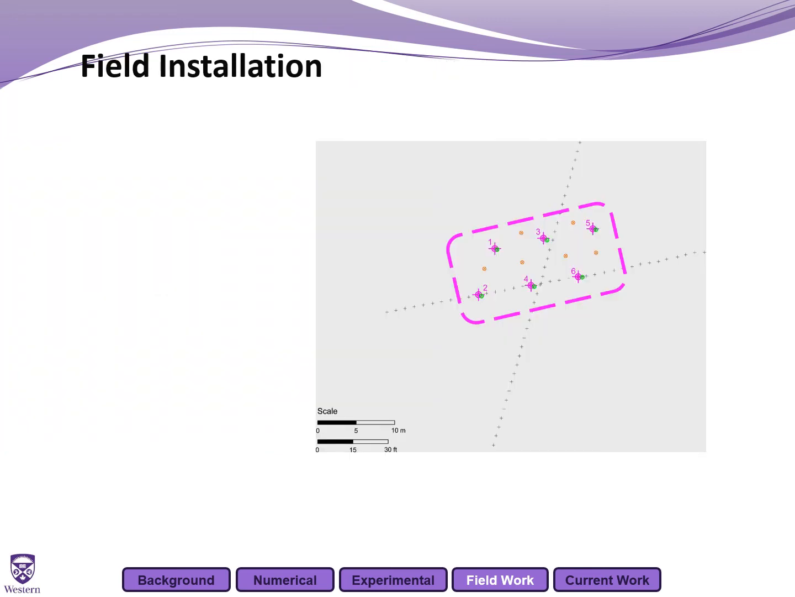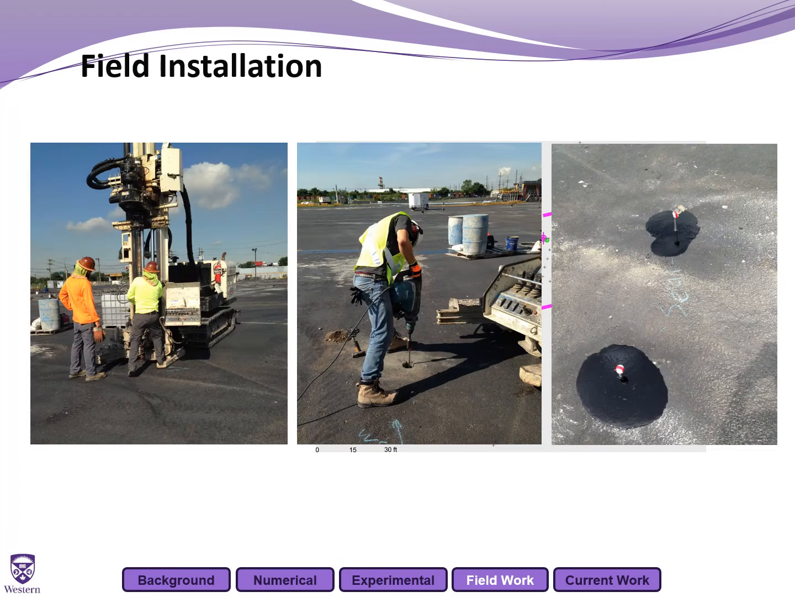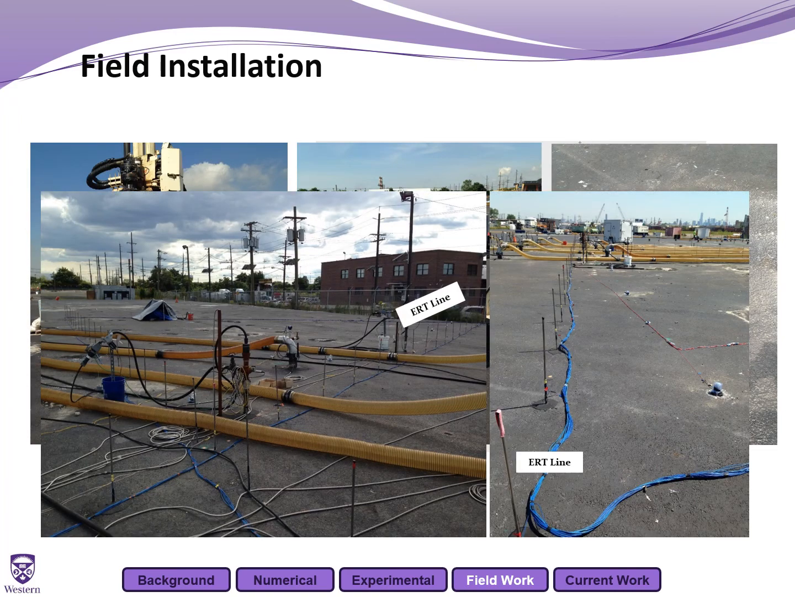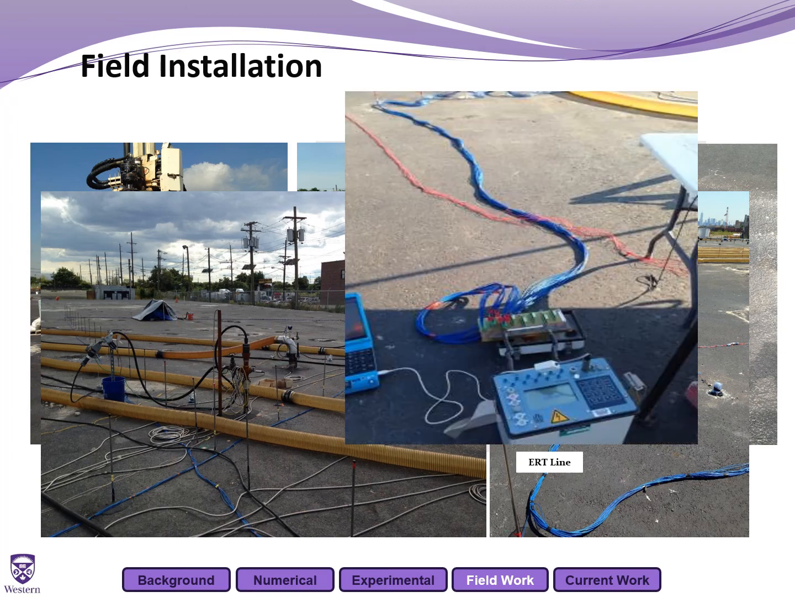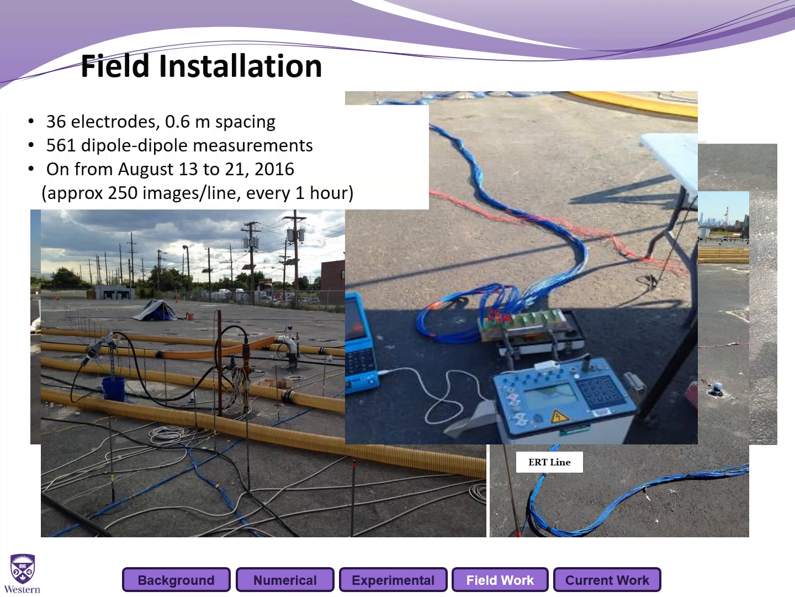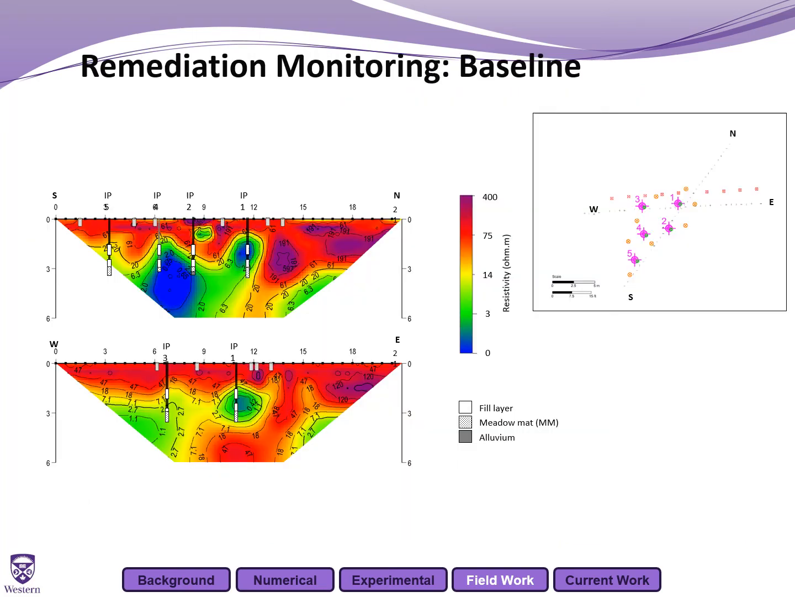Okay, so field installation, two ERT lines were set up over a zone undergoing thermal remediation. These are the electrodes being installed. This is the thermal remediation facility, and these are the ERT lines set up using the Syscal Pro. In total, 2 lines were used with 36 electrodes at 60 centimeter spacings.